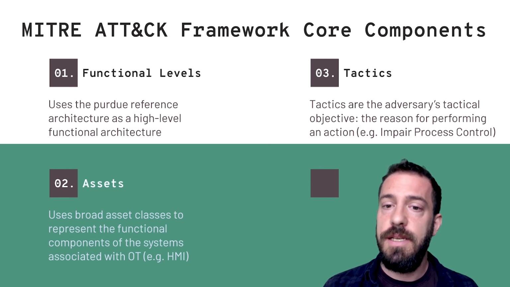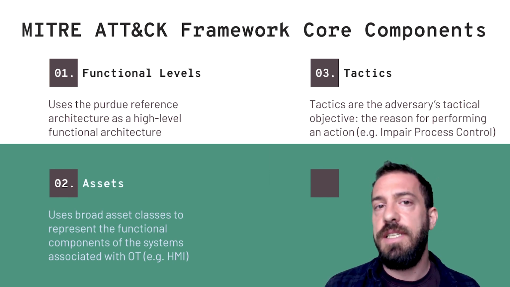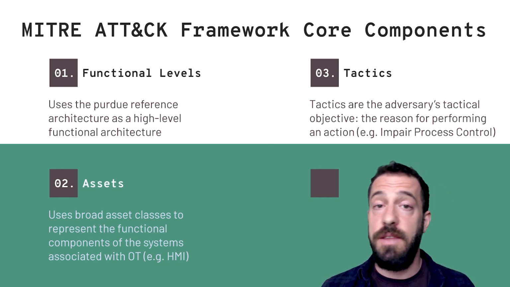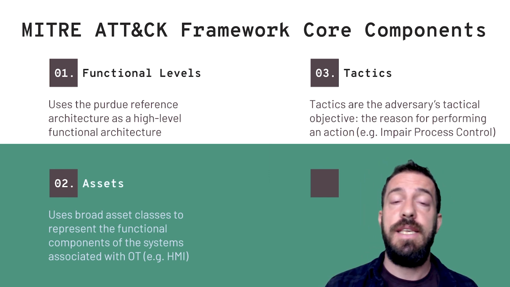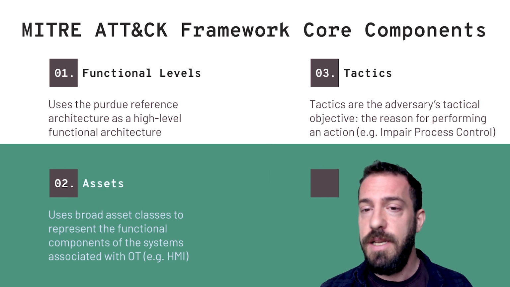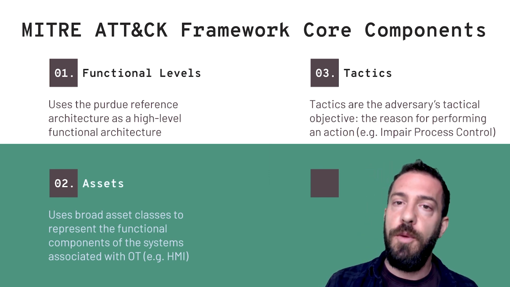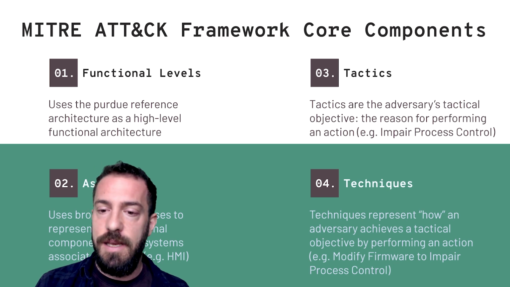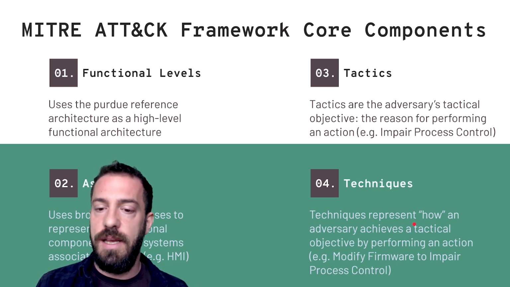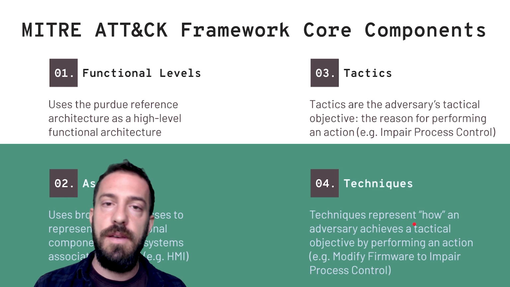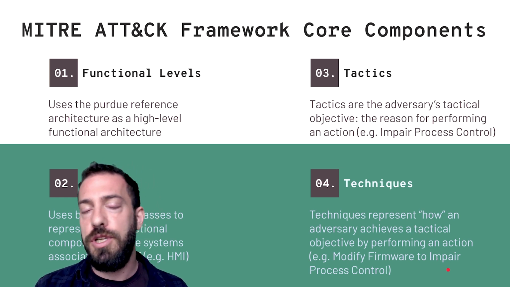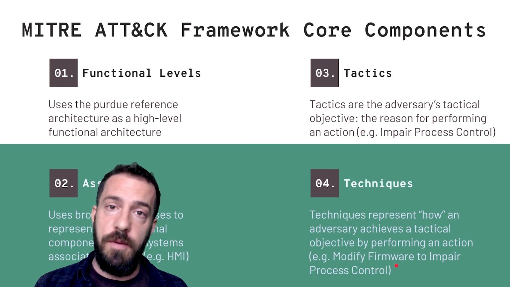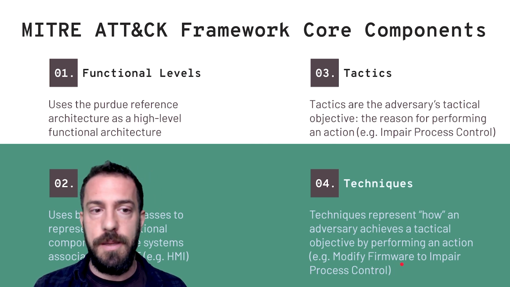Third is tactics. Tactics are the adversary's tactical objective. Why is the adversary doing something? Is the adversary trying to impair the process? Is the adversary trying to do something else? It's a more high-level objective, and to achieve that objective, the attacker uses a technique. Techniques represent how an adversary achieves the tactical objective through some action. So to impair process control, as we saw in the tactics component, you can maybe modify the firmware, and we've seen real attacks doing that.